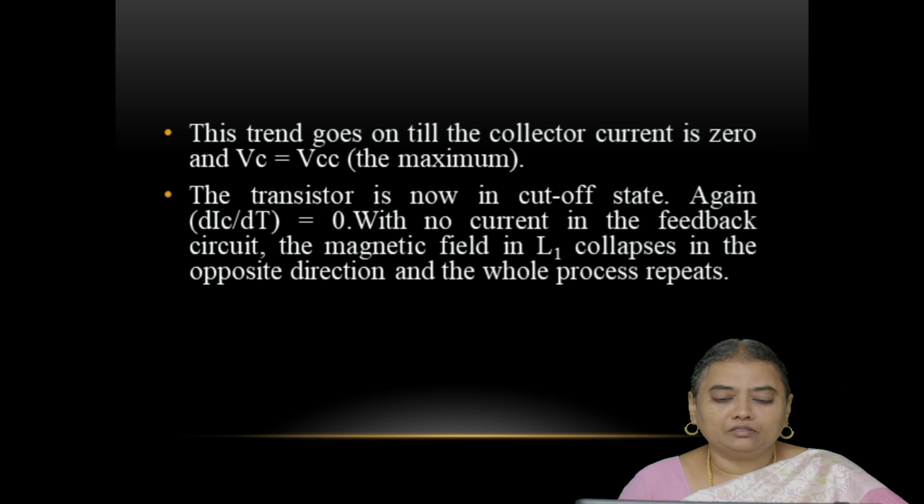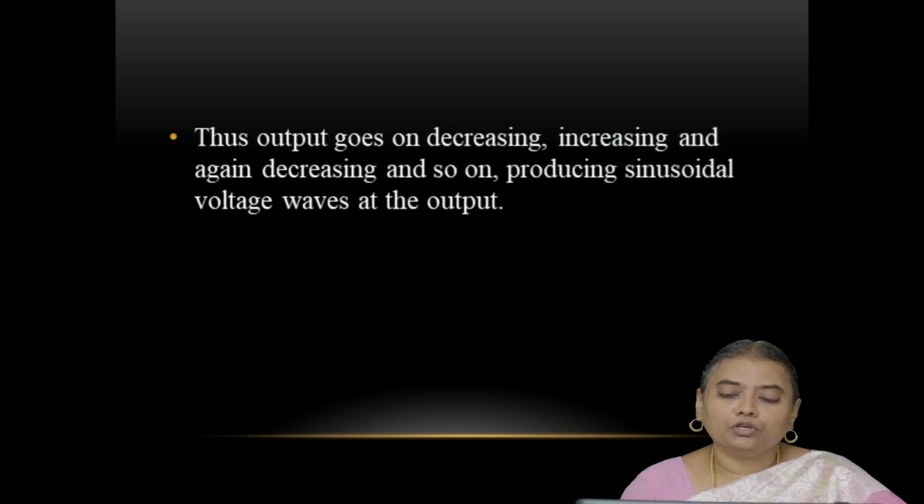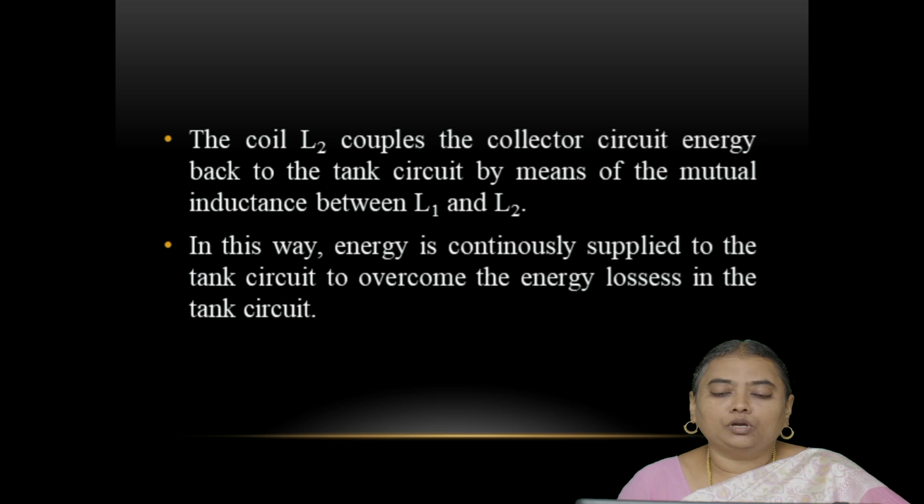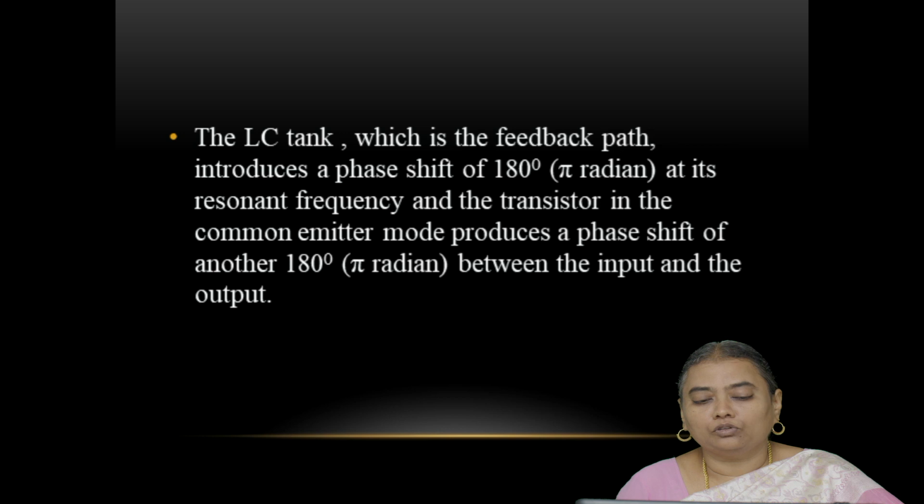process repeats. Thus the output goes on decreasing, increasing and again decreasing and so on, producing sinusoidal voltage waves at the output. The coil L2 couples the collector circuit energy back to the tank circuit by means of the mutual inductance between L1 and L2. In this way, energy is continuously supplied to the tank circuit to overcome the energy losses in the tank circuit.